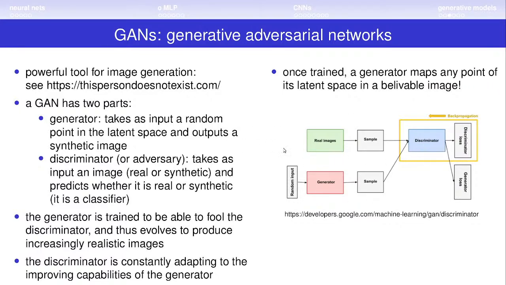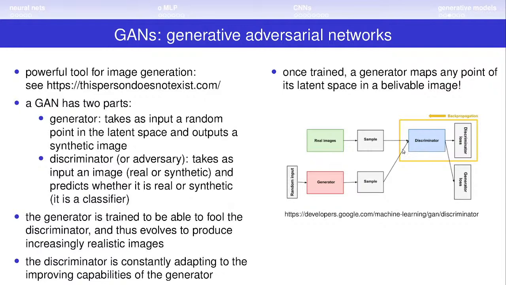The generator takes a random point in the latent space and outputs a synthetic image, and the discriminator, or the adversary, and this is linked to the name of the algorithm, takes as input an image, real or synthetic, and predicts whether it's real or synthetic, real or fake.